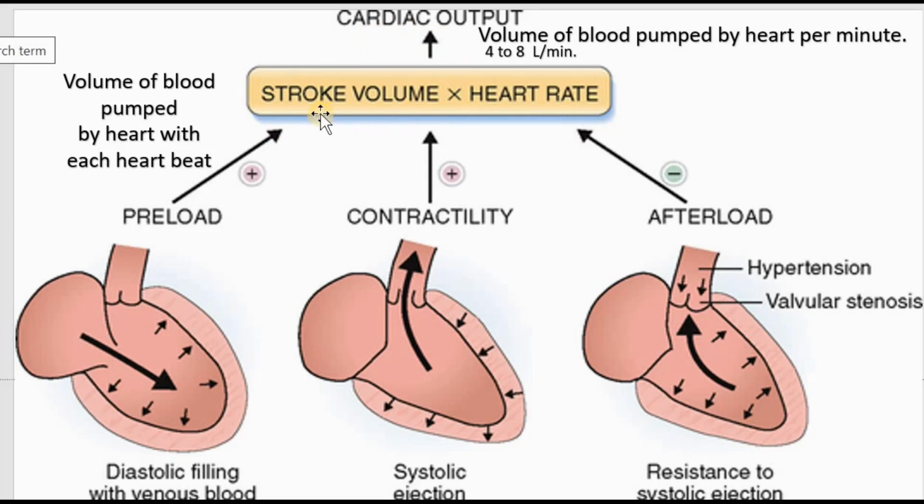Now let's see what are the factors that can affect the stroke volume. Stroke volume is affected by 3 factors: preload, contractility, and afterload. So the preload and afterload can affect stroke volume, which affects the cardiac output. Now let's see what is preload and what is afterload. What is preload?